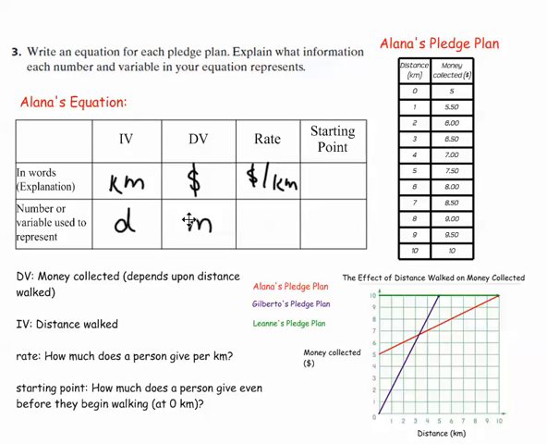And then the rate, that's staying the same for Elena. She gets 50 cents for every kilometer walked. So here we can actually use a number. We can use 0.5. We can use 1/2 if we like. But that's not changing. They give her 50 cents for every kilometer. And our starting point, every sponsor was giving her $5 before she ever even started the walkathon.